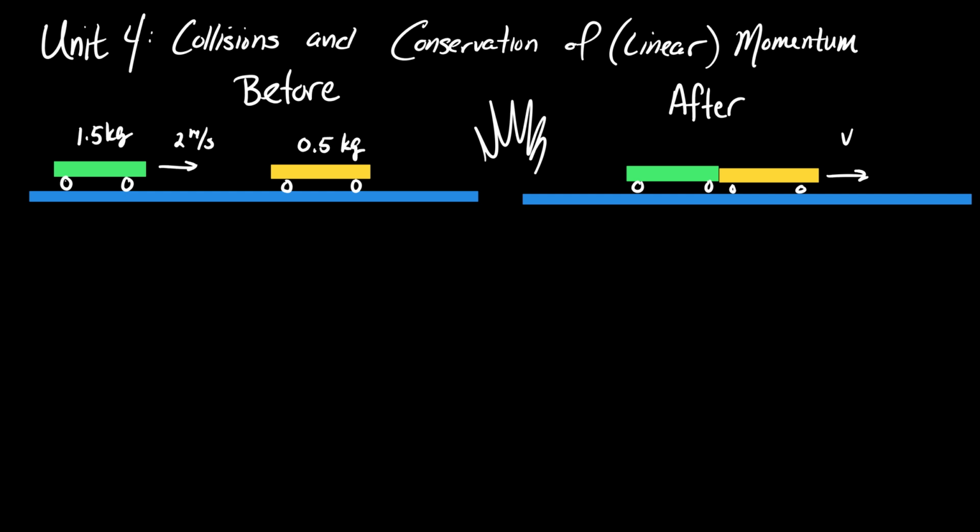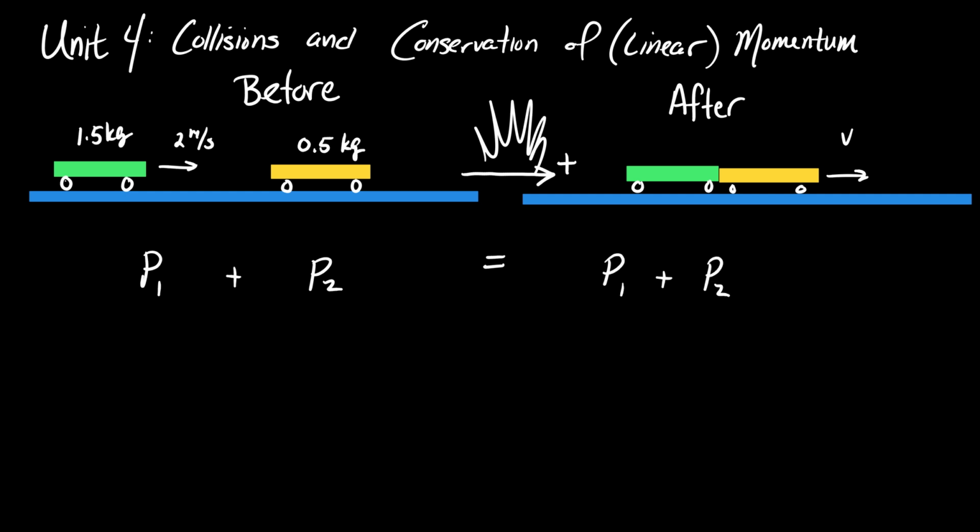These problems are so straightforward to do. Identify the before and after. Identify what direction you will call positive. I do that in the middle. I just put an arrow and I indicate that that's the direction I'm going to call positive. Remember, vectors here. And then put an equal sign. You're going to have the momentum of the first object plus the momentum of the second object before the collision equal to the momentum of the first object plus the momentum of the second object after the collision.